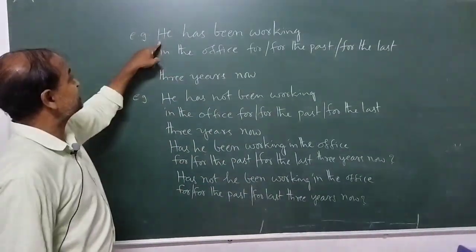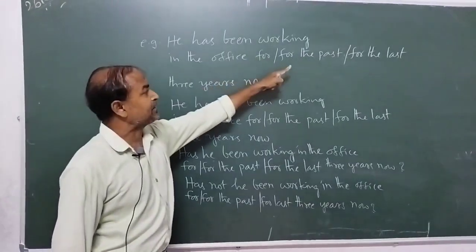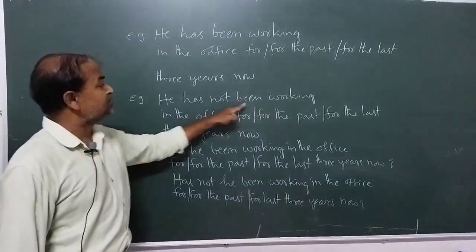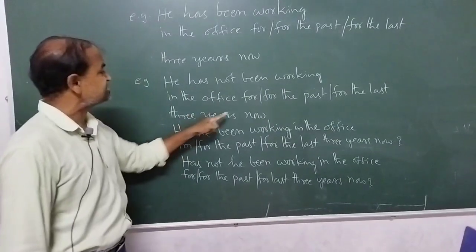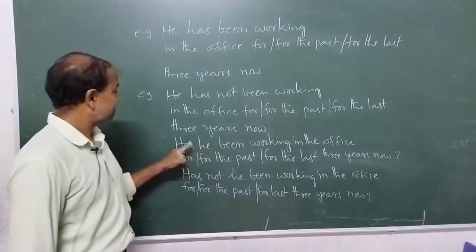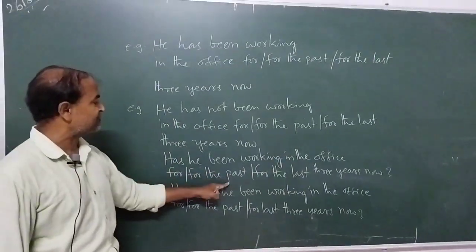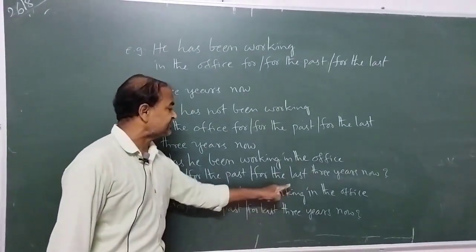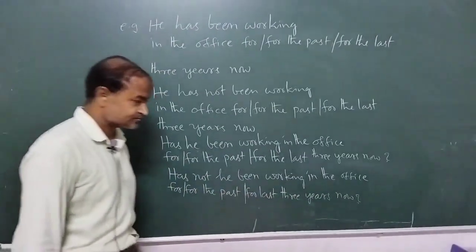Now you see, if the subject is it: it has been working in the office for the past or for the last 3 years now. It has not been working in the office for the past or for the last 3 years now. Has it been working in the office for the past or for the last 3 years now? Has not it been working in the office for the past or for the last 3 years now?